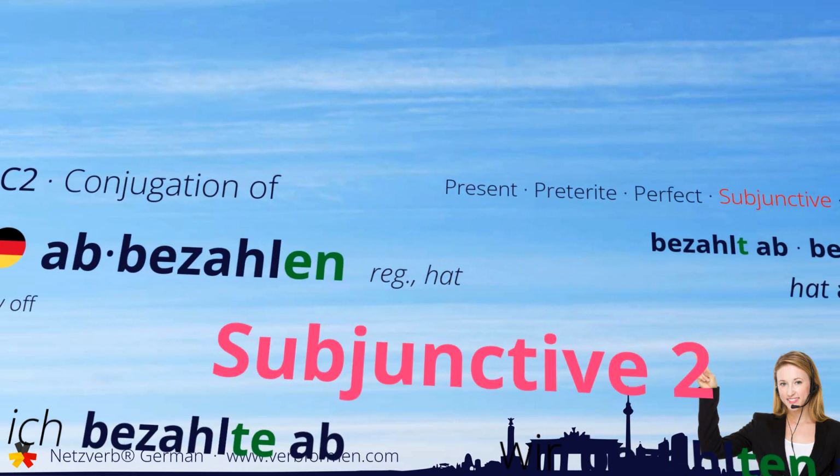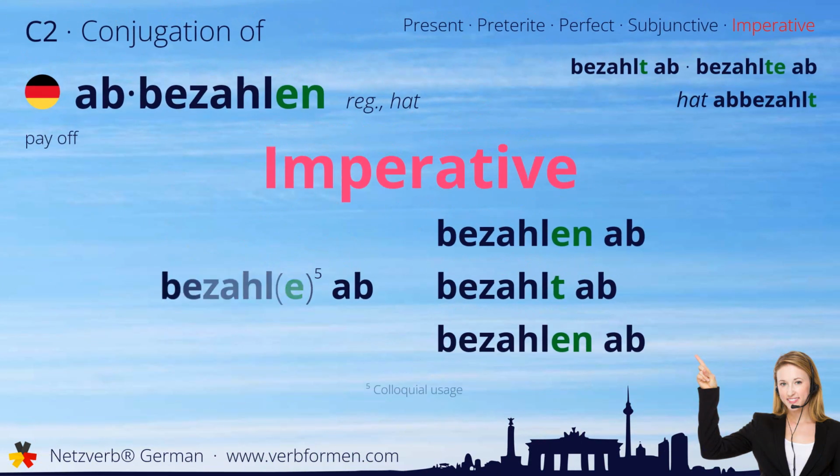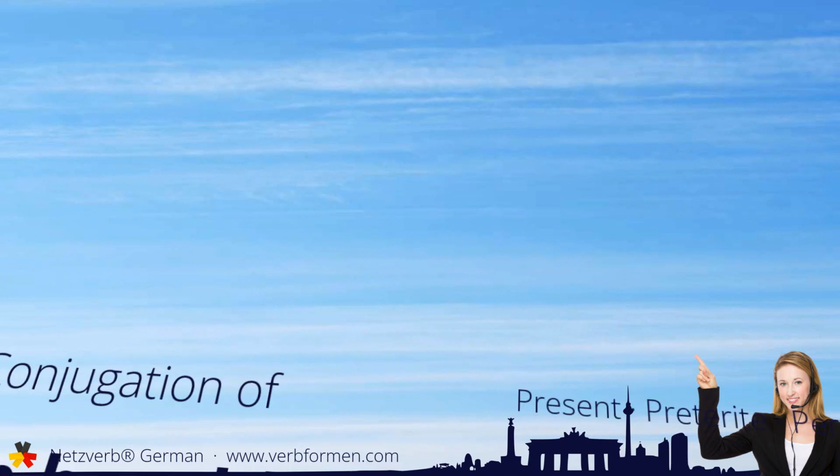And finally, we'll cover the imperative. Bezahle ab du. Bezahlen ab wir. Bezahlt ab ihr. Bezahlen ab sie. That was our today's learning video about the verb abbezahlen.